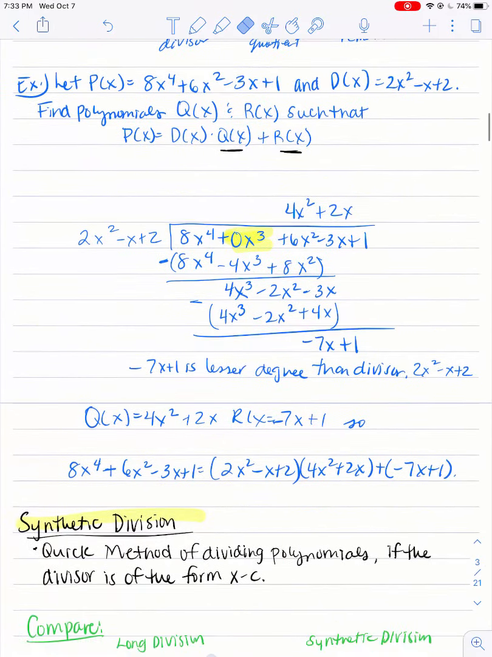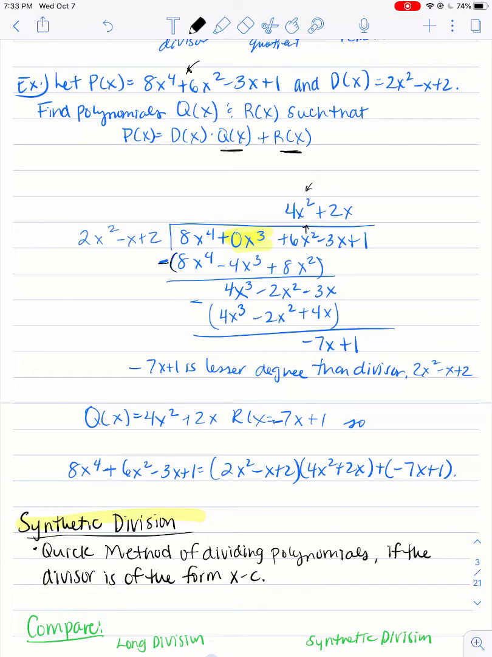Okay, so I'm dividing, and I make sure that it's in descending powers, and it is, but I am missing an x cubed between these two terms, so I add a plus 0x cubed. Okay, so I do the same thing as before. I think 8x fourth divided by 2x squared is what? And that's 4x squared, so I place the x squareds on top of each other. I multiply the 4x squared times 2x squared minus x plus 2, and then I subtract.